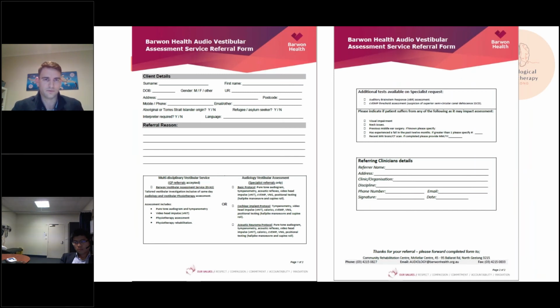This is what the referral form looks like, and you can just head to the Barwon Health website and look for audiology, where you'll see their referral forms.